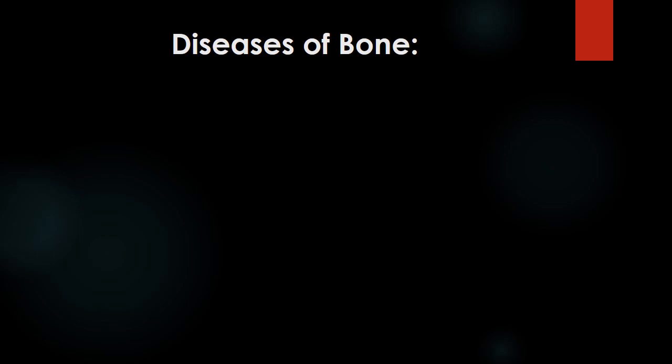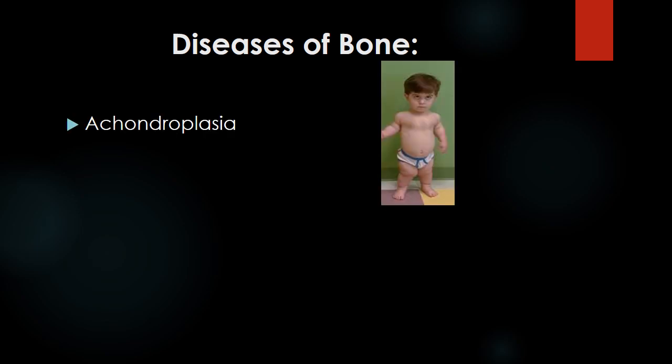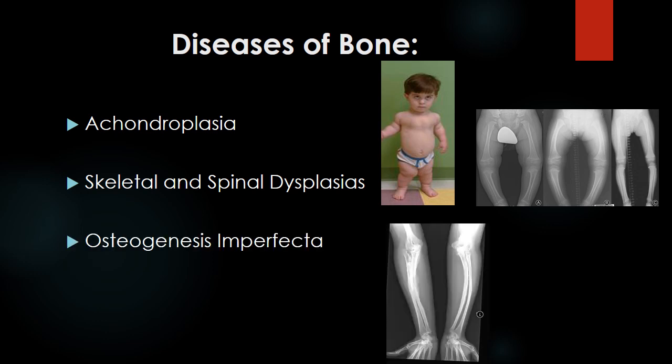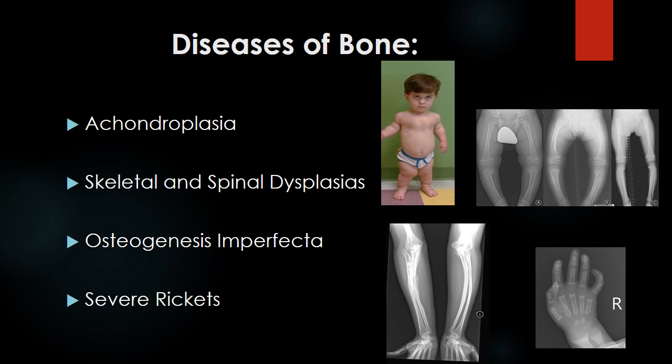A large number of bone diseases lead to short stature, and these would be what we would call disproportionate short stature: achondroplasia with rhizomelic shortening, skeletal and spinal dysplasias like metaphyseal dysplasias. Examples include Jansen and Schmid, osteogenesis imperfecta, severe rickets, especially if it is hypophosphatemic rickets, can also lead to short stature.